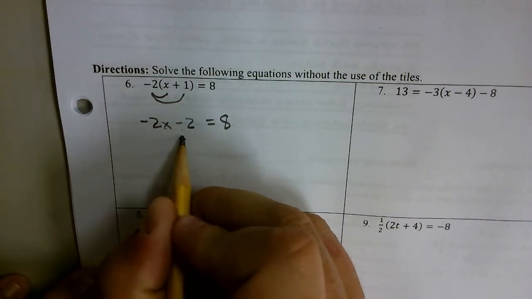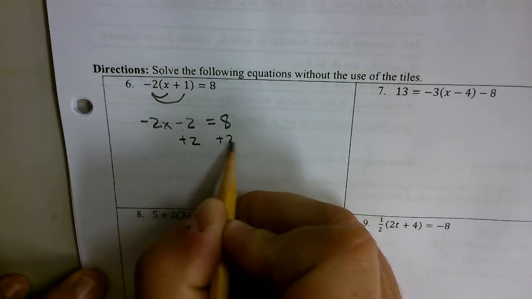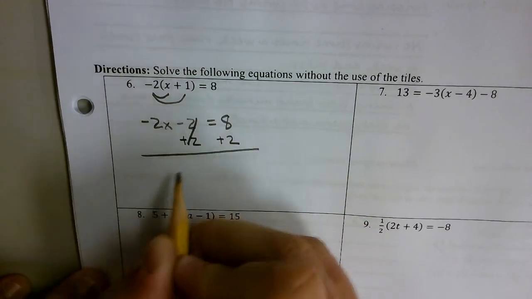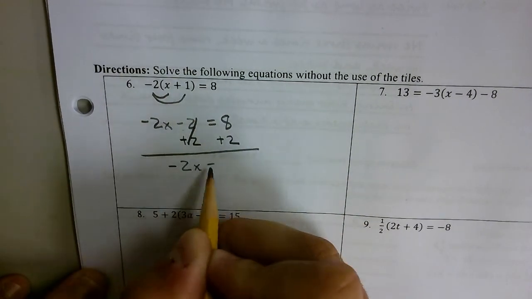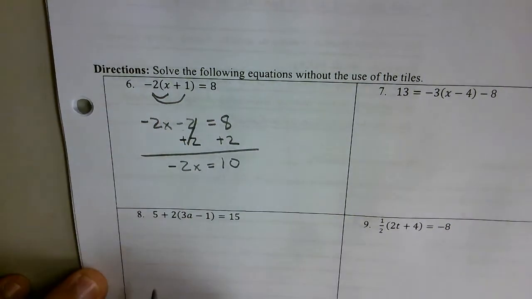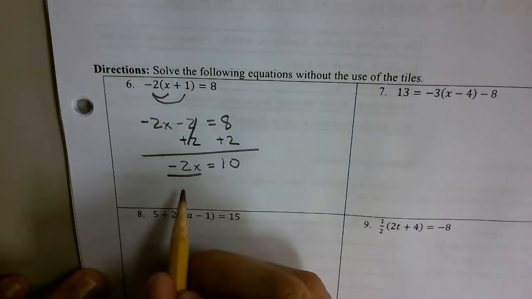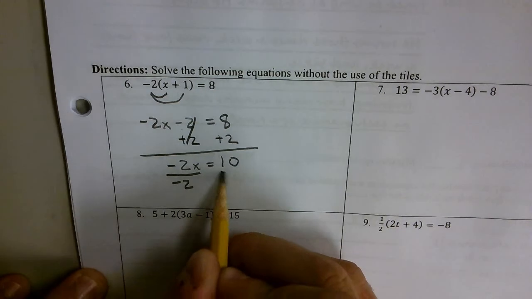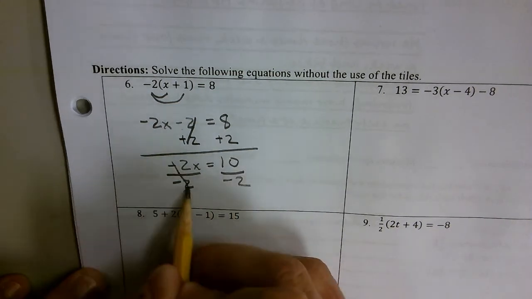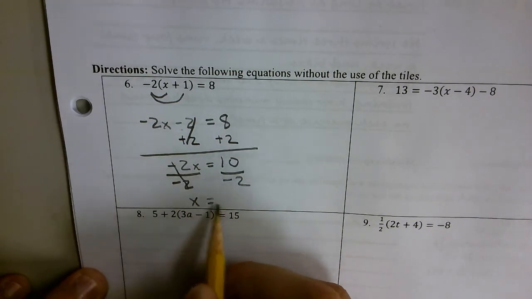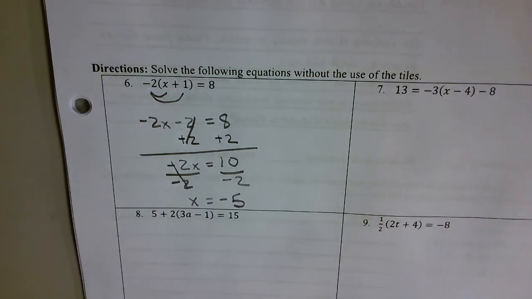So minus 2, I got a plus 2 on both sides. Cancel, I get negative 2x equals 10. Then to get rid of that negative 2, I divide by negative 2 on both sides. These cancel, I'm left with x equals negative 5.